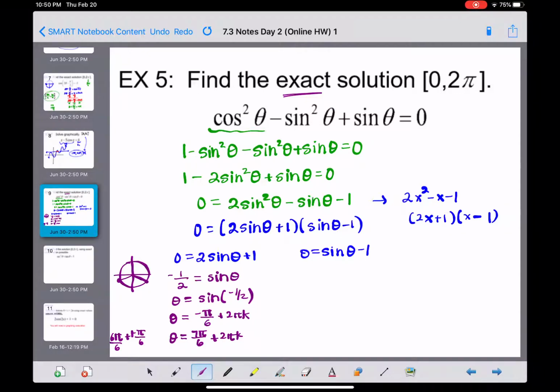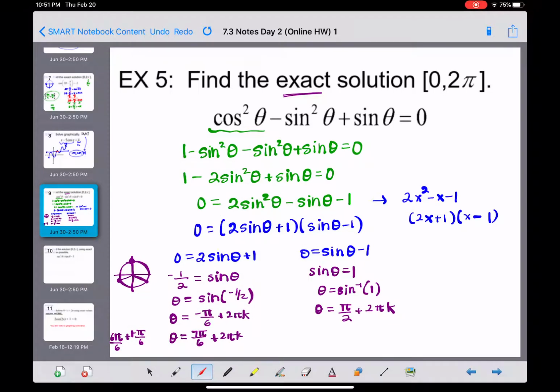Then for the next one, we're going to get sine of theta equal to 1. We're going to do inverse sine of 1. So we're going to think, where is sine 1? Well, sine is 1 up here at pi over 2. So theta is going to be equal to pi over 2. And if we do pi minus pi over 2, we're just going to get pi over 2. So plus 2 pi k.